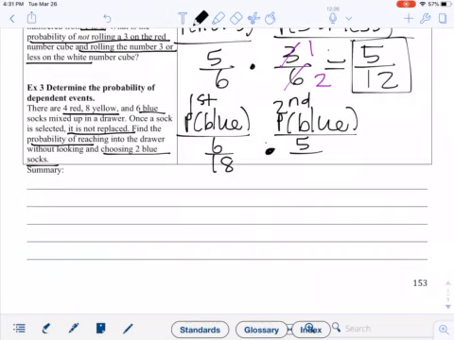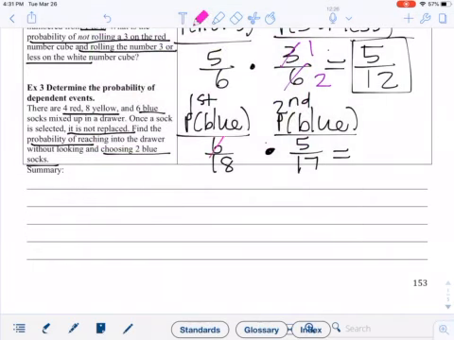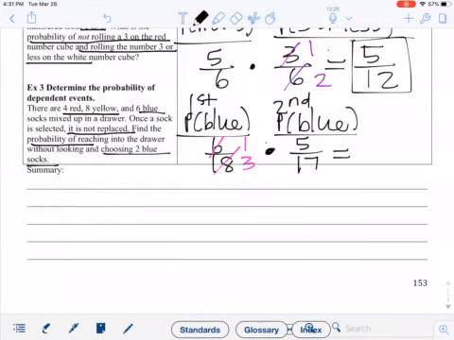And since you took a sock out, there's not a total of 18 socks, there's only 17 socks. So before I solve, I can cross cancel. I can reduce 6 and 18. I can divide each of those by 6, so that becomes 1/3. There's nothing else to cross cancel, so I multiply my numerators and my denominators, and that's my probability.